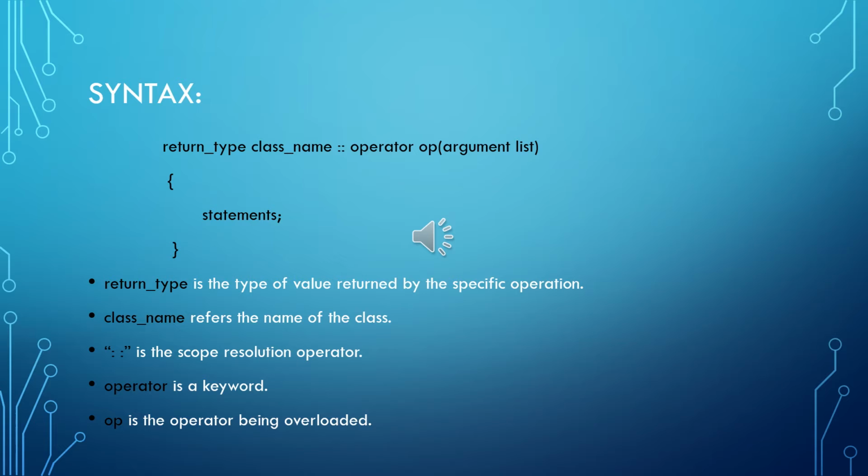The word operator is a keyword. OP is the operator being overloaded. That means the operator we are going to overload. Argument list have the arguments we specified.